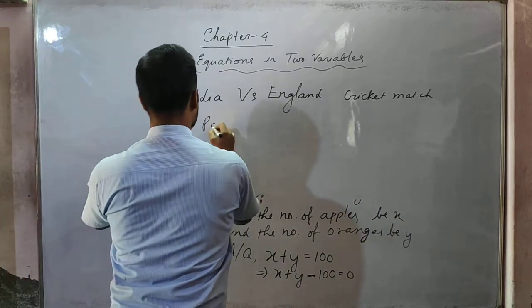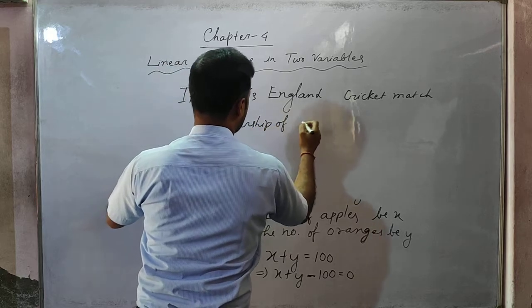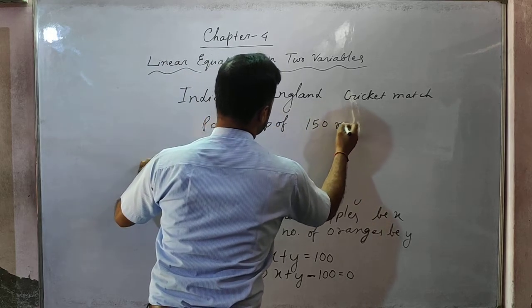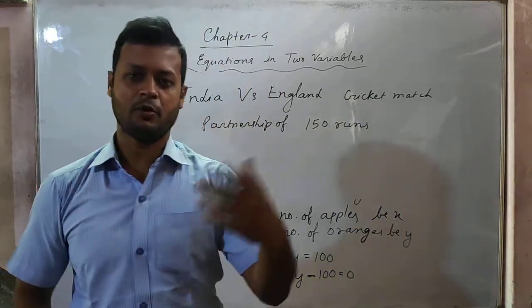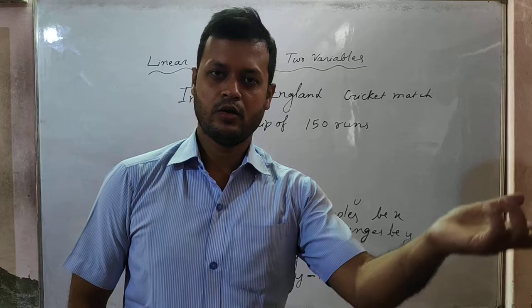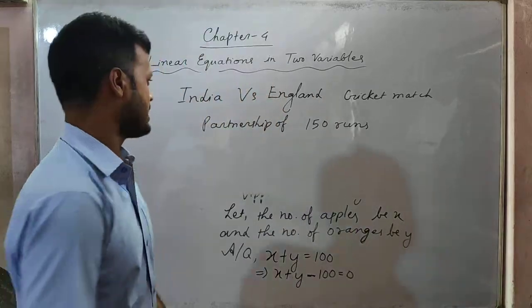Partnership of 150 runs. Now we don't know how much each of the batsmen have scored. That means the opening pair, each of the batsmen, what is their score? Individual scores we don't know. So we can write it down.